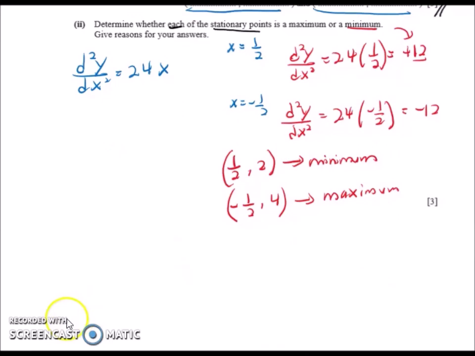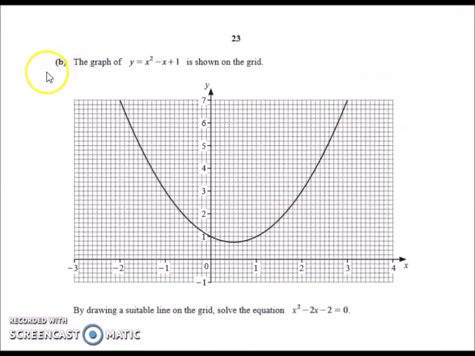So we'll continue with the last question here. Okay, this is the B question. The graph is given as below, and draw a suitable line on this grid and solve the equation. So this is the equation to solve. Okay, let me scroll it down.